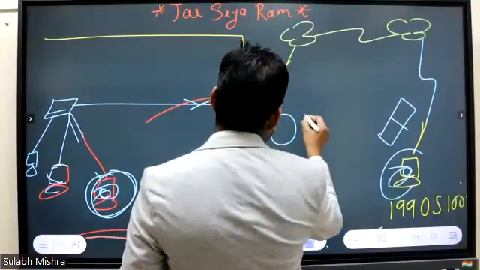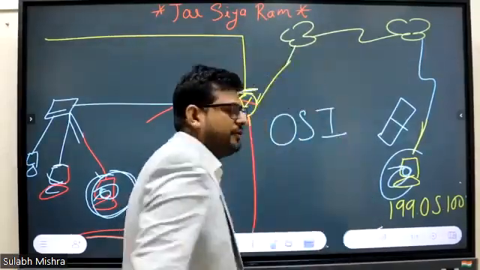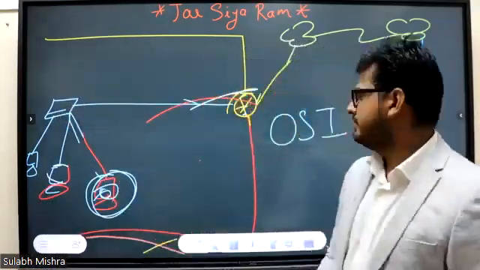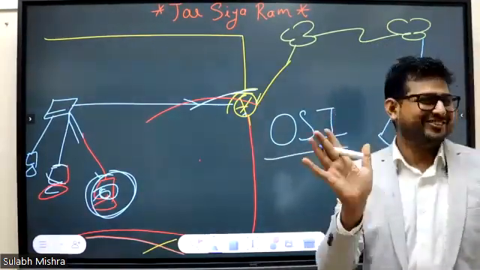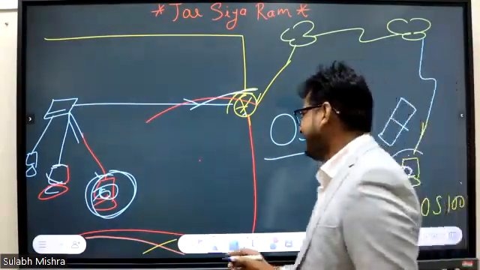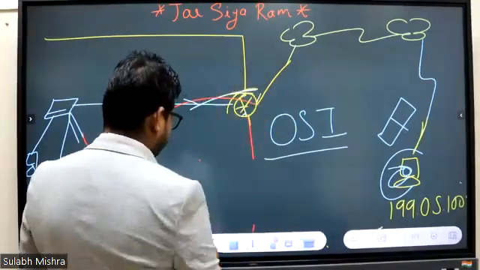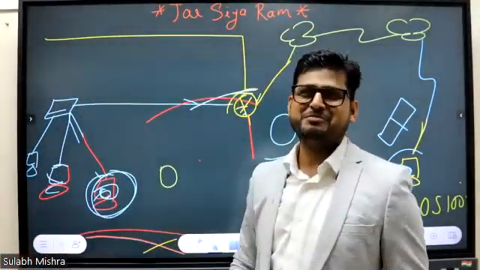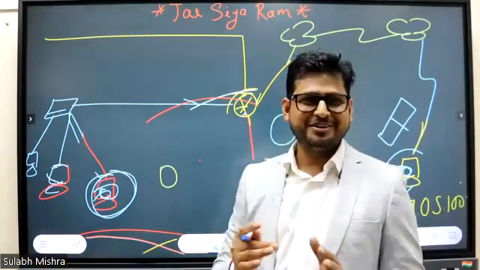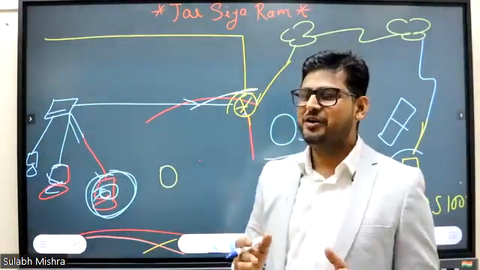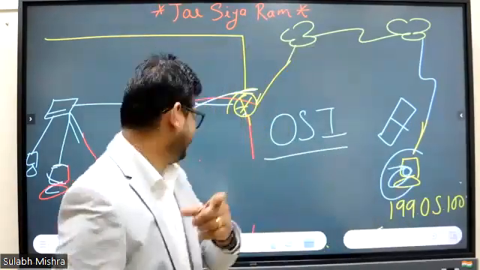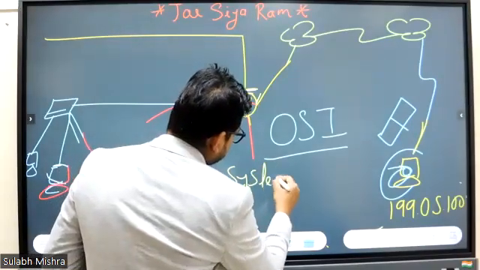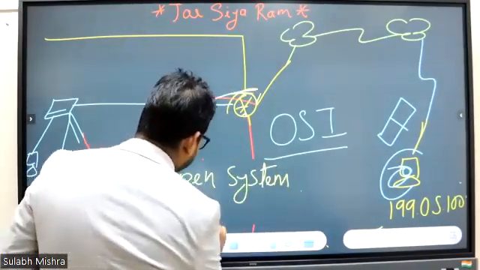OSI stands for Open Source Interconnection. Not source, it's not that. Open System Interconnection. Yes. Many people know it, but some people say open system, open server, somebody else says open source. Open System Interconnection.